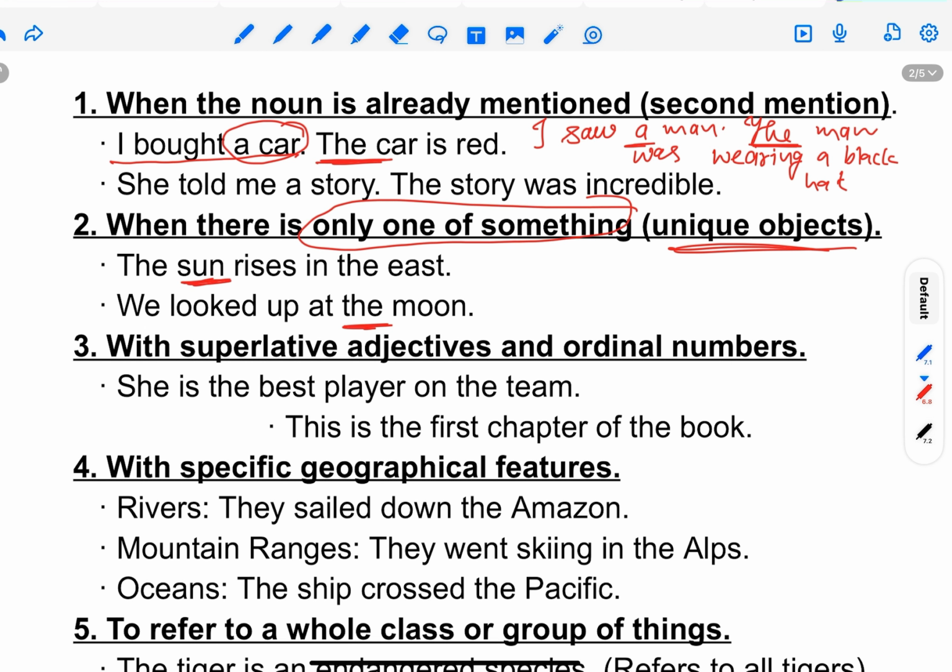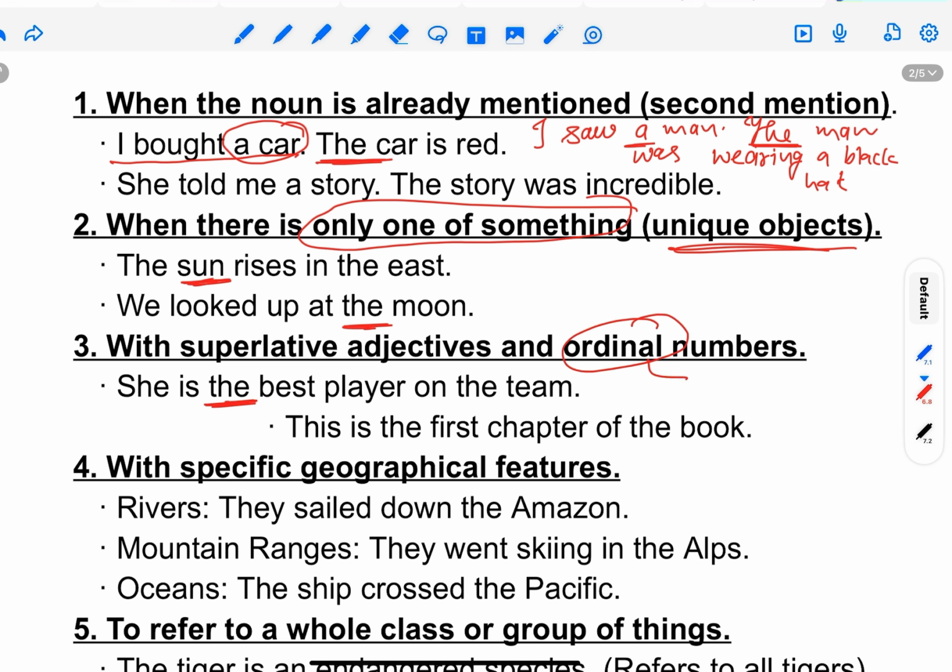With superlative adjectives and ordinal numbers. So superlative degree always takes the article "the". What are superlative degrees? Words like best, tallest, shortest, farthest, longest; these all are superlative degree. For example, "the best player on the team." So, the best. "This is the first chapter of the book."